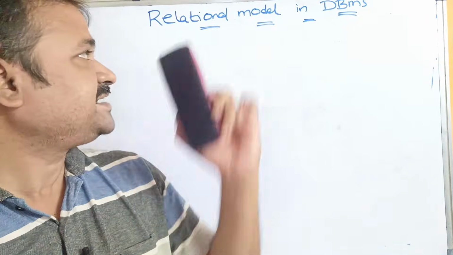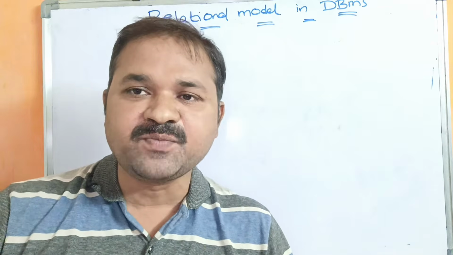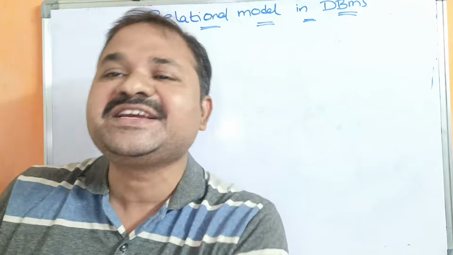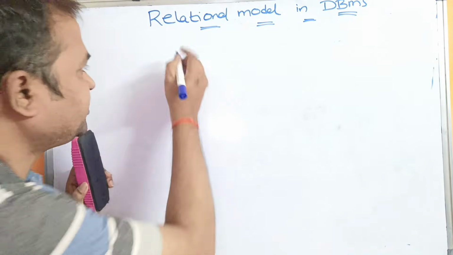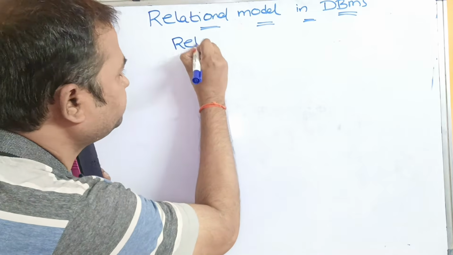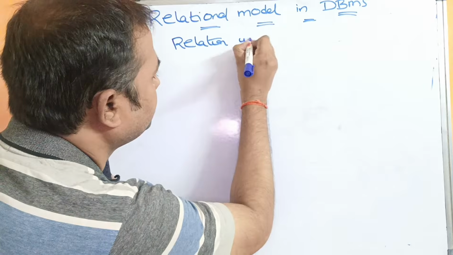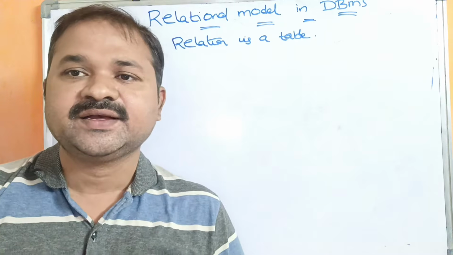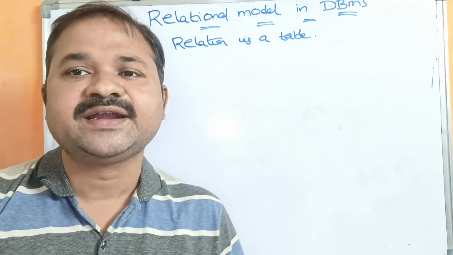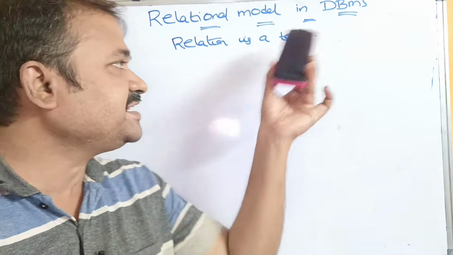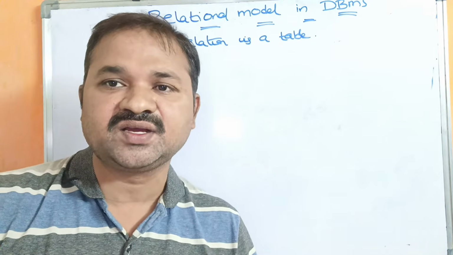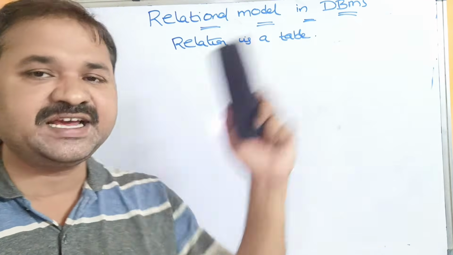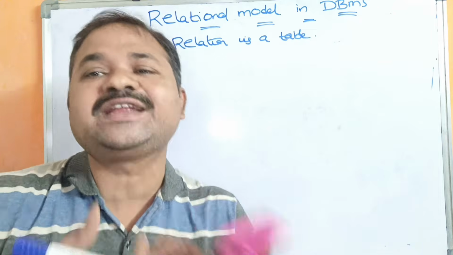First, let's see what is the advantage of a relational model. Relational databases store data in relations. So what is a relation? A relation is nothing but a table. So what is the major advantage here? Relational databases store data in relations, and a relation is nothing but a table. We know what a table is. A table is a collection of rows and columns. Here each relation must have a unique name.